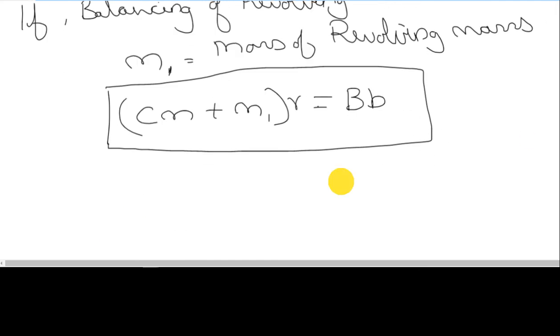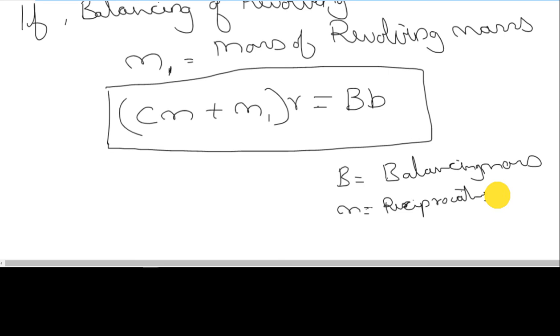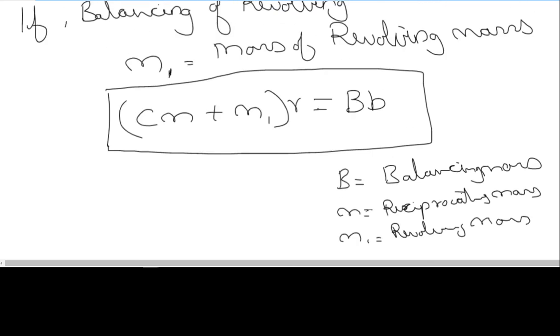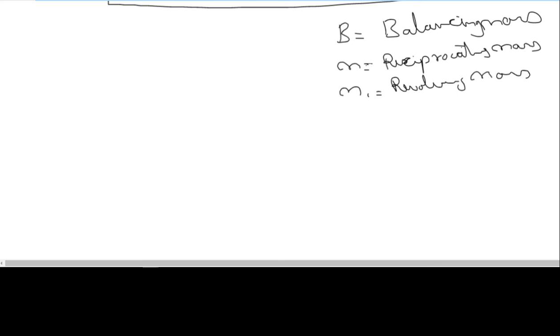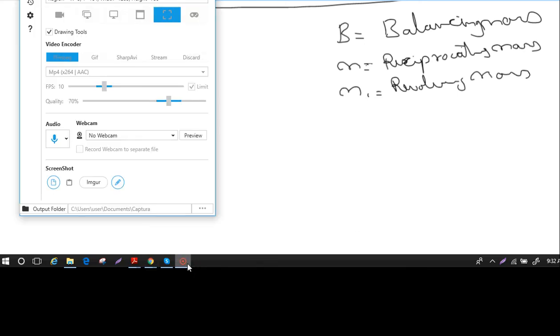Where B is the balancing mass, m is the reciprocating mass, and m1 is the revolving mass. You should not interchange or confuse these three. So this is the procedure or the theory part of the balancing of reciprocating engines. We will consider a numerical, how to solve a numerical, in the next session.